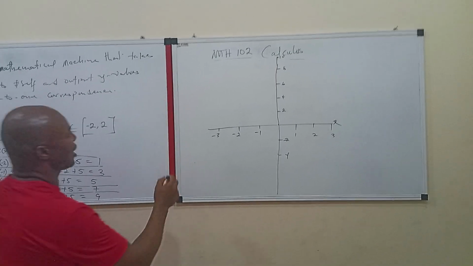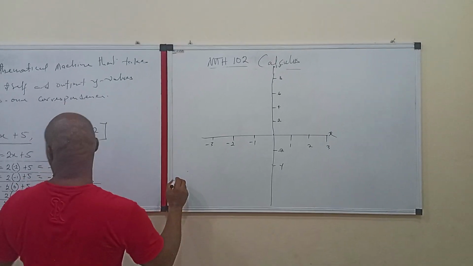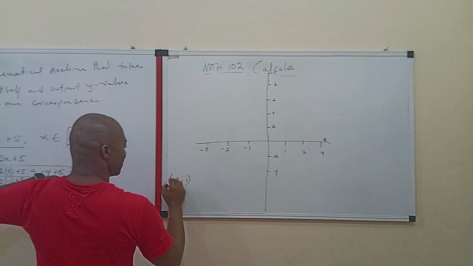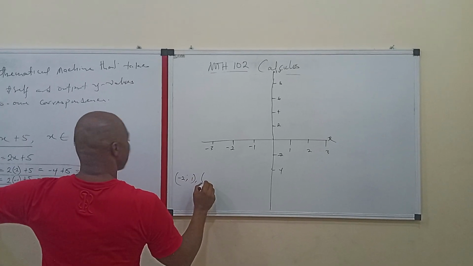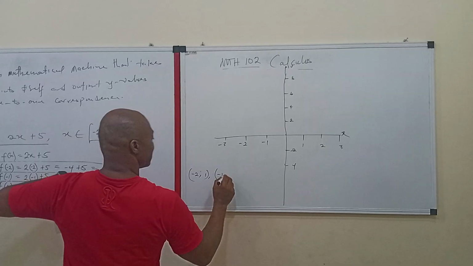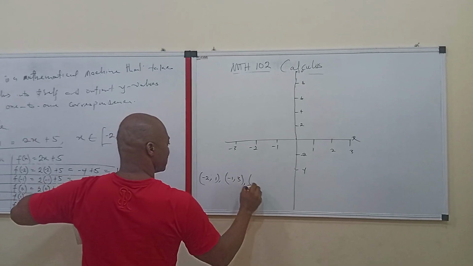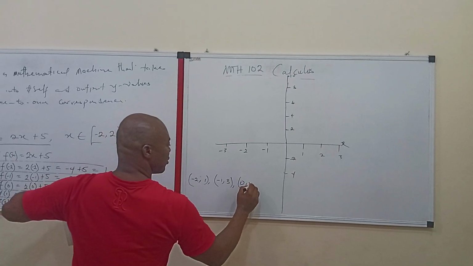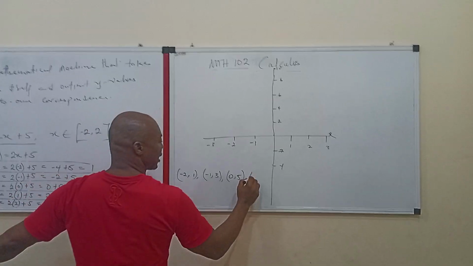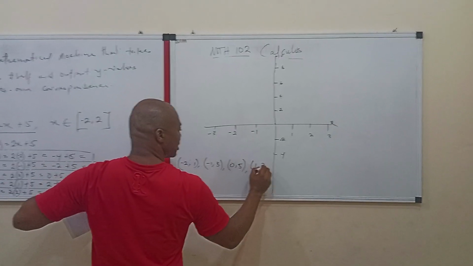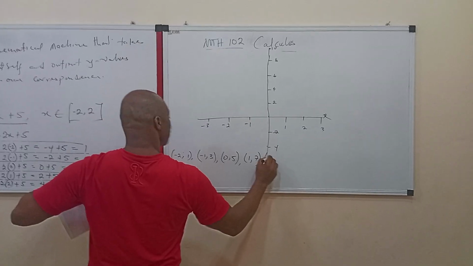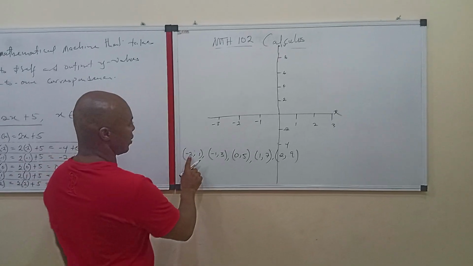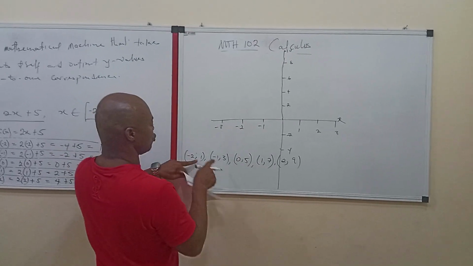Now, what are the associations that we have? Writing them in terms of pairs, we have minus 2, comma 1. Then minus 1, comma 3. Then 0, comma 5. Then 1, comma 7. Then 2, comma 9.